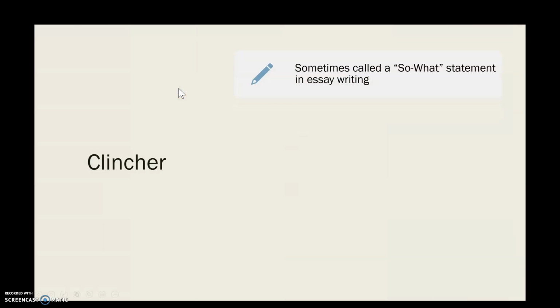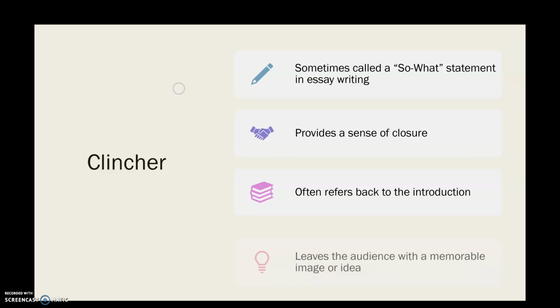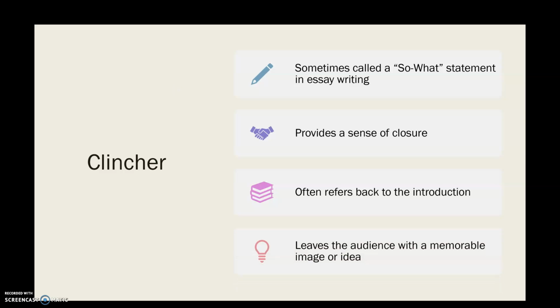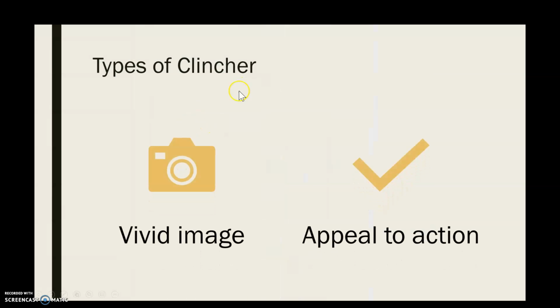Your clincher is sometimes called a so what statement in essay writing. It provides a sense of closure, often refers back to the introduction, and leaves the audience with a memorable image or idea. Normally they are images or call to actions or rhetorical questions. So some types of clinchers are a vivid image and appeal to action. These are the two most common.